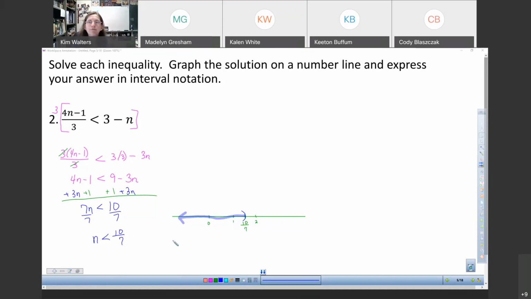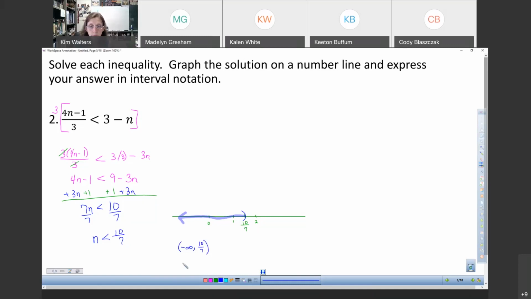I like to graph before I ever look at the interval because I think the graph helps you get your interval. So if you go back to that chart, if you had a graph that looked like this, and intervals always go smallest to largest, my smallest number here is negative infinity because my arrow keeps going. So it's negative infinity to 10/7, and then I have a round bracket. I always put a round bracket on the infinities, either positive or negative. Doesn't even matter what the other end looks like. If negative or positive infinity is involved, it's always a round bracket. Questions?